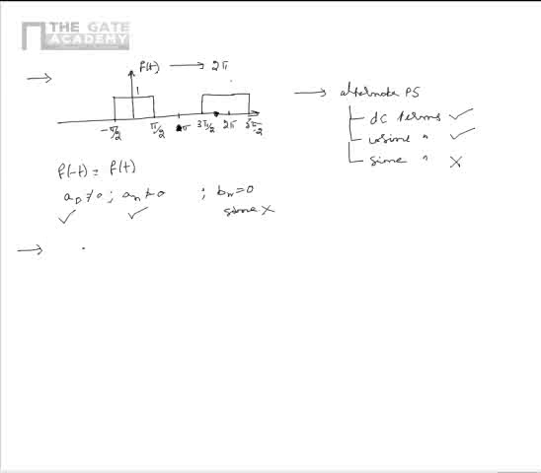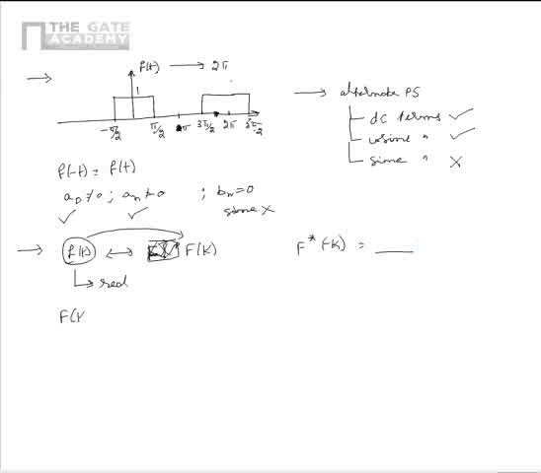Now, let us consider another example related to complex Fourier series representation of the signal f of t. Let a signal f of t have the complex Fourier series representation F of k. Now, if f of t is real, please find out the value of F star of minus k.